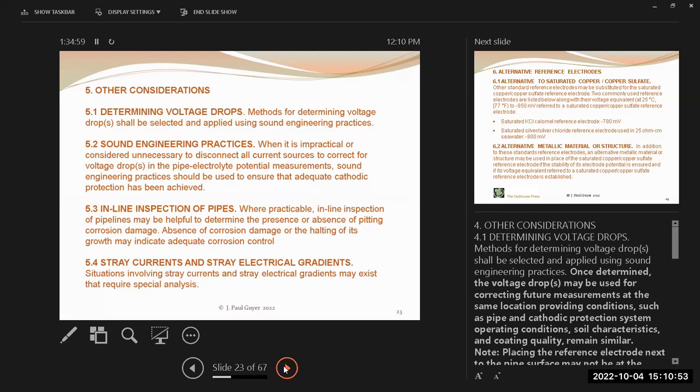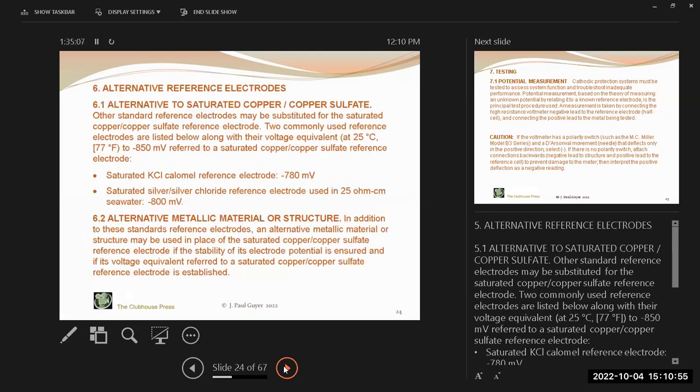I've been continuing to talk about the reference electrode, this thing you stick in the electrolyte in the soil, as being this copper sulfate half cell. But there are alternative reference electrodes. An alternate may be substituted for the copper sulfate electrode.